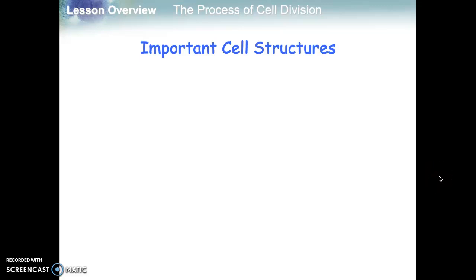And welcome back to the second part of your cell division PowerPoint. Before we get into mitosis and cytokinesis here, there are some important cell structures you need to know about that are necessary for mitosis and cell division to occur. So we're just going to go through a few things here.